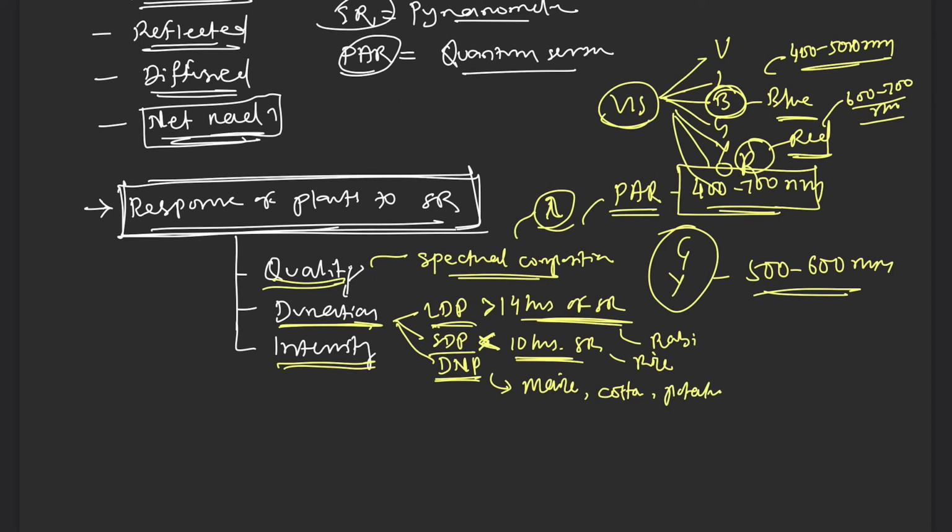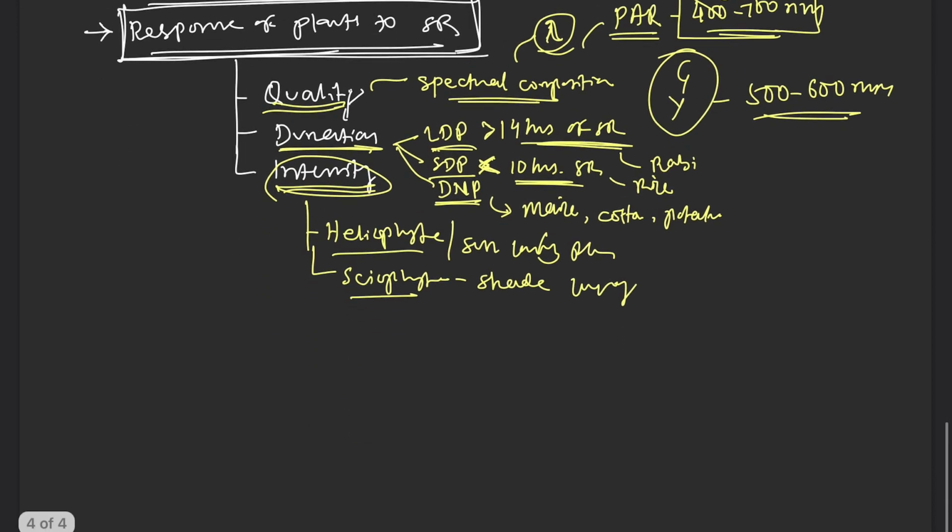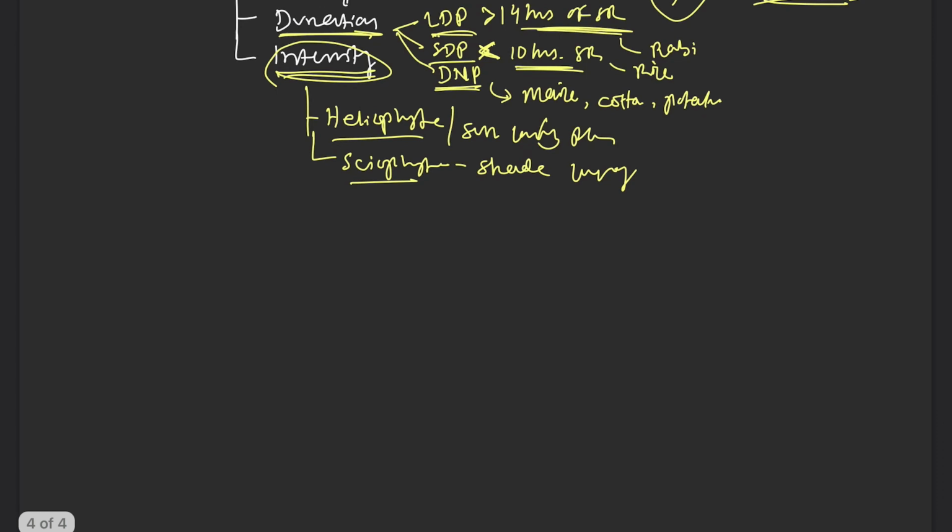What are the advantages of day neutral plant? We can grow it anytime in a year, okay, because they are not affected by photoperiod. Their flowering is not affected by photoperiod. Then based on intensity, we have heliophyte, or these are known as sun loving plants, and sciophyte. These are also called shade loving plants. Heliophytes are sun loving plants and sciophytes are known as shade loving plants.